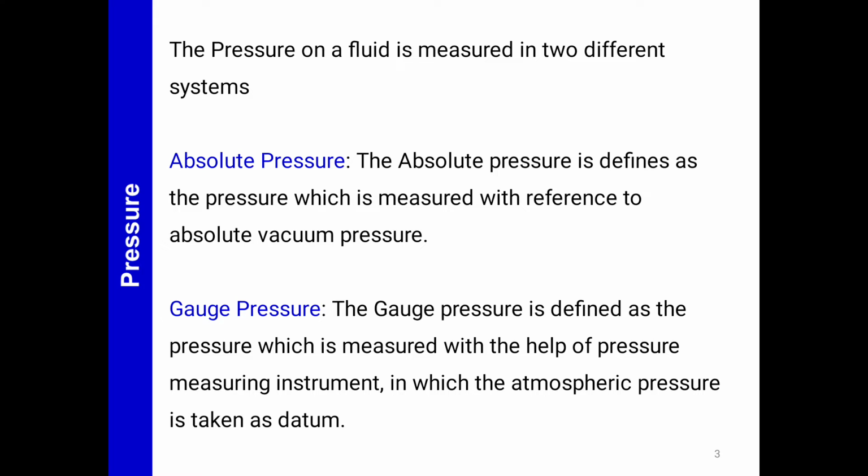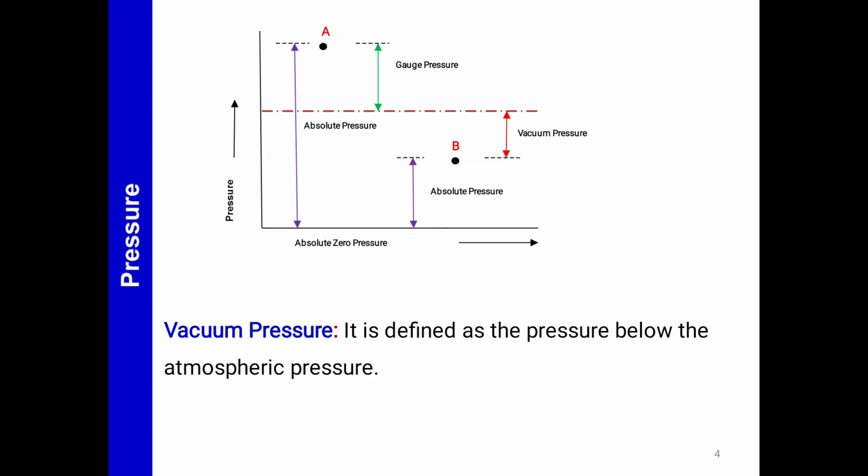Thus, the absolute pressure is defined as the pressure which is measured with reference to the absolute vacuum pressure. Gauge pressure is defined as the pressure which is measured with the help of a pressure measuring instrument in which the atmospheric pressure is taken as datum. The atmospheric pressure on the scale is marked as 0. Vacuum pressure is defined as the pressure below the atmospheric pressure.